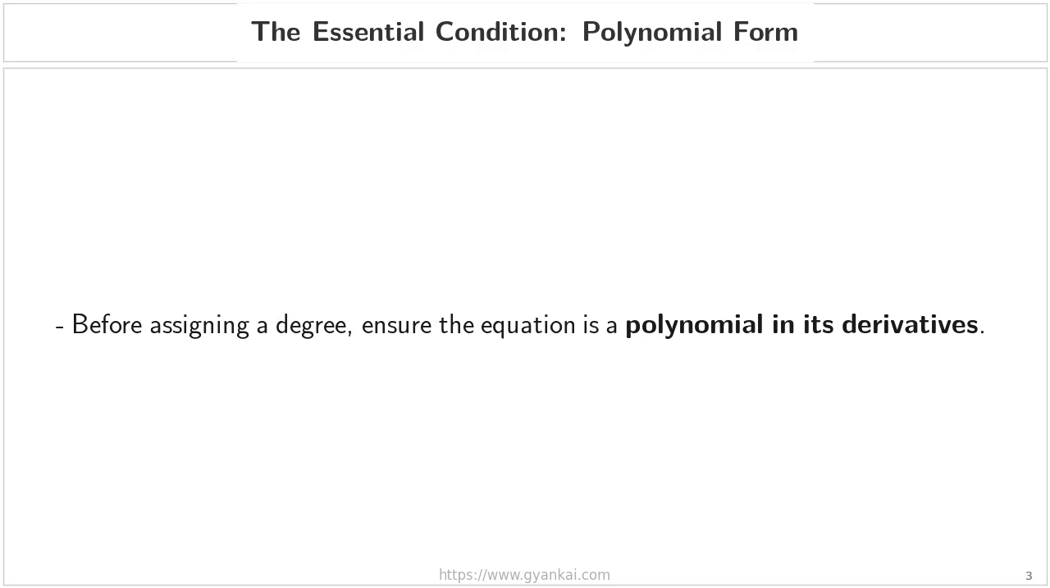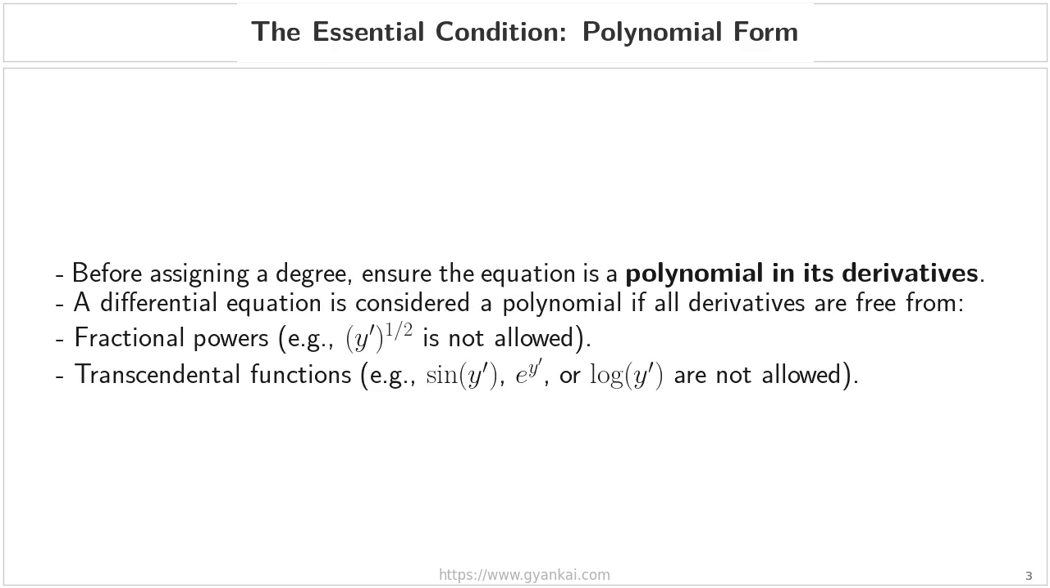The essential condition, polynomial form. Now, before we jump into calculating the degree, we have to pause and check a very important prerequisite. As we mentioned in the previous slide, you can't just look at any exponent and call it the degree. First, you must ensure that the equation is a polynomial in its derivatives. What does that actually mean in practice? Well, for an equation to be considered a polynomial, all of its derivatives must be clean, meaning they are free from two specific things. First, they cannot have fractional powers.